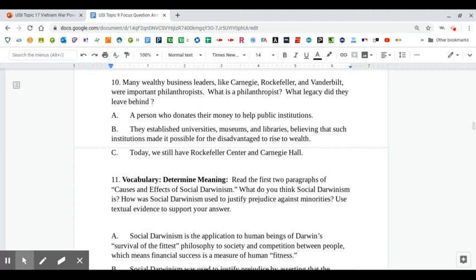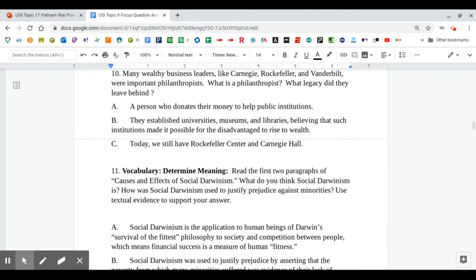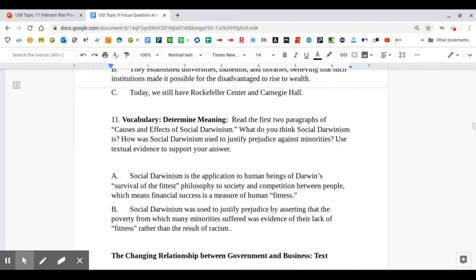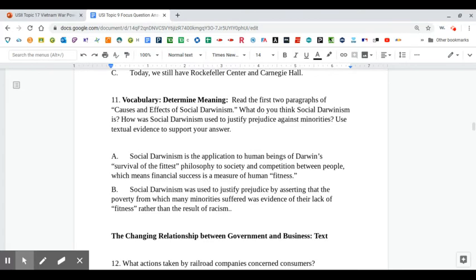They donated money that led to the establishment of universities, museums, libraries, things that you've probably heard of today and maybe you didn't realize until you began studying this particular section. Rockefeller Center and Carnegie Hall were donated by Rockefeller and Carnegie respectively, and they're still around today to help out quite a bit and provide joy for American citizens.